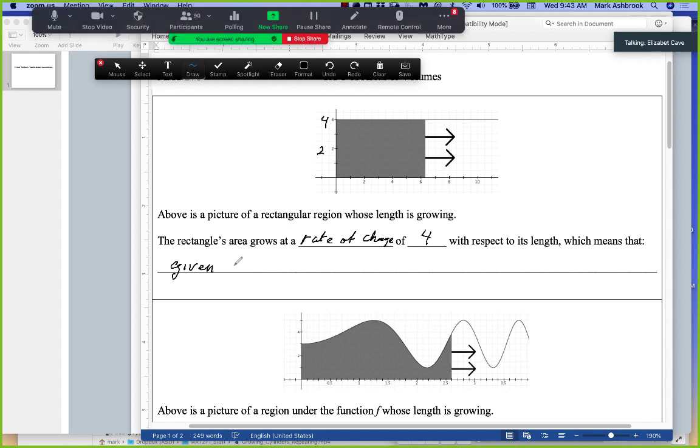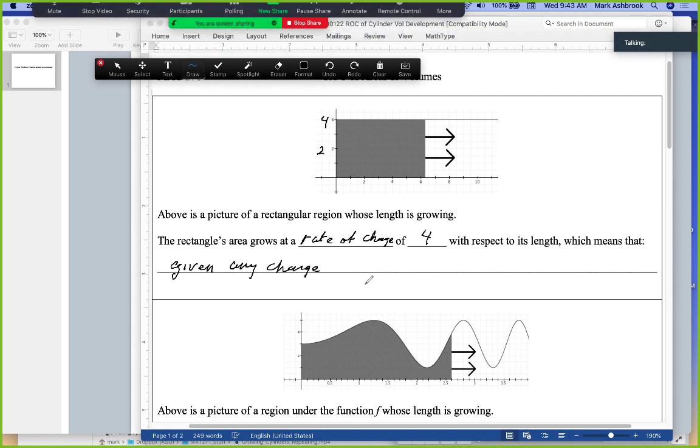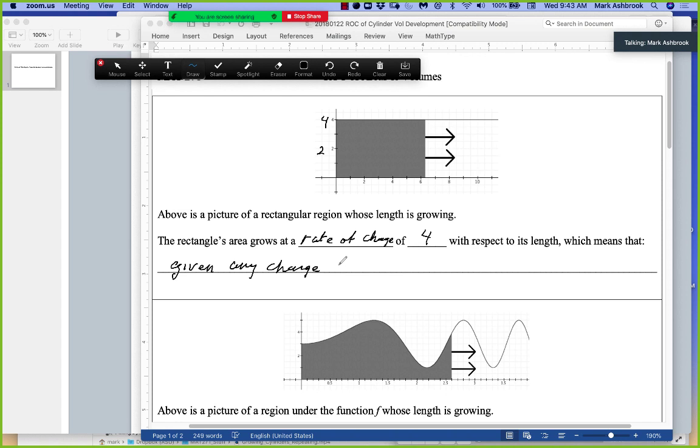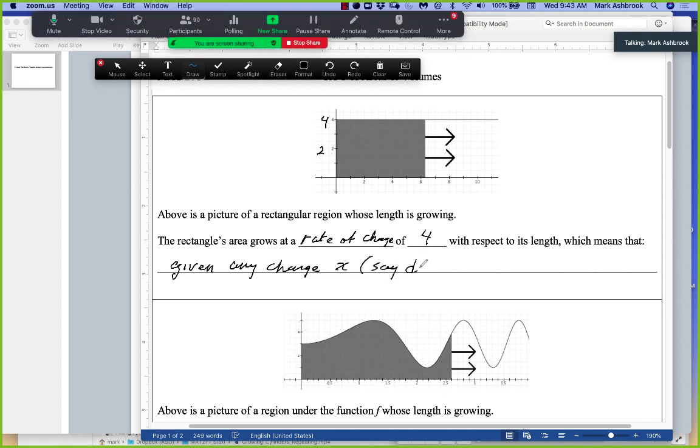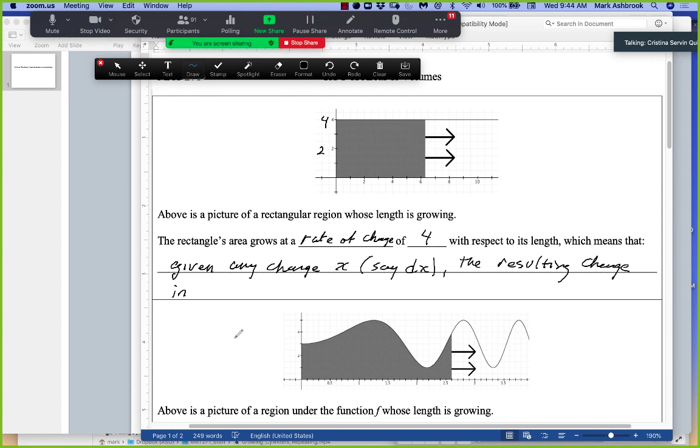like a change in x, the change in the y value will be 4. So given any change in x, say dx, the resulting change in, she said the resulting change in y will be 4. Do we agree with that? 4 dx. I would say 4 times the variation.